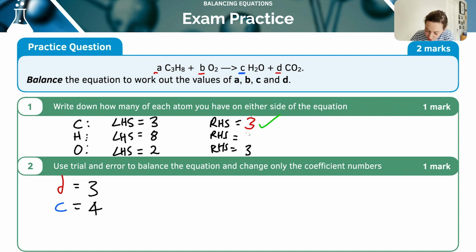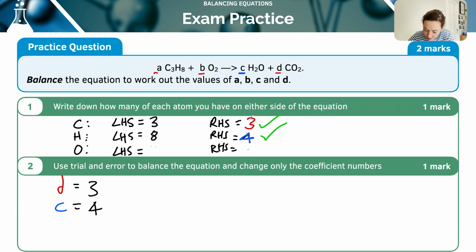That means I've got 8 hydrogens on that side. So that is balanced, and we've sorted that one out. Then I need to have a look finally at my oxygens. At the moment, what I also need to do is recognize that these numbers will have changed because I've put different stoichiometric numbers in front. So let's readdress these and count how many we've got.